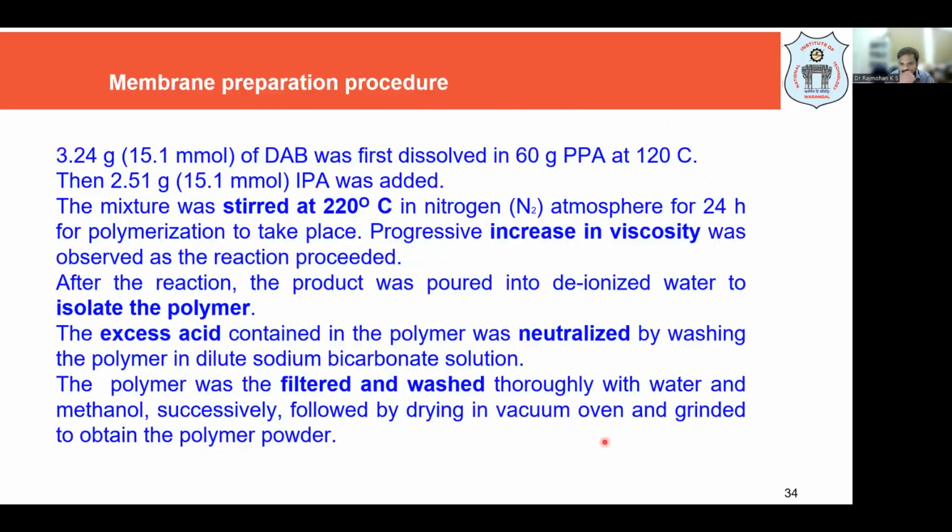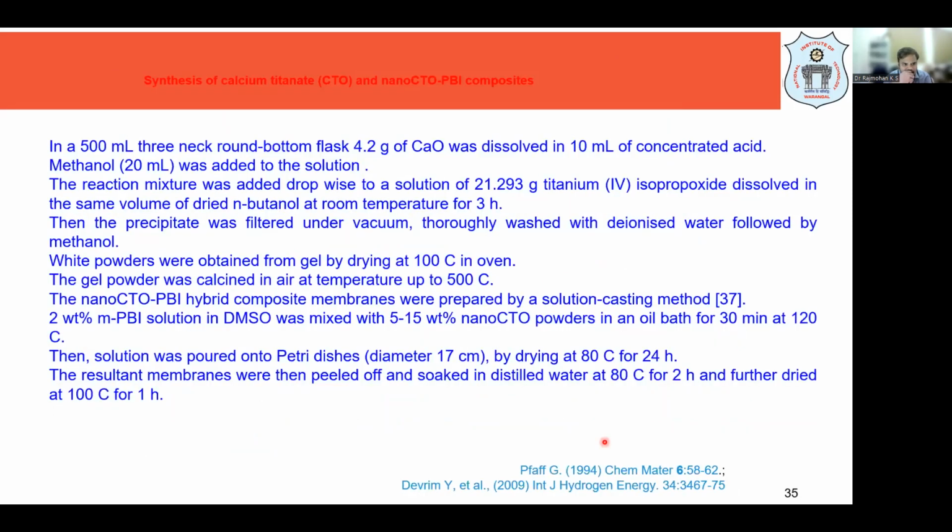Okay, so whatever we have told is written here. You can go through it. Okay. So the white powders obtained from the gel are dried at 100 degrees Celsius in an oven. The fine gel powder is again calcined in air at a temperature up to 500 degrees Celsius. We call it a heat treatment. That way we get this nano CTO PBI hybrid composite membrane, which can be prepared by the solution casting method.